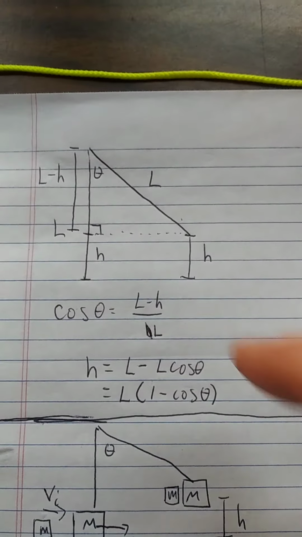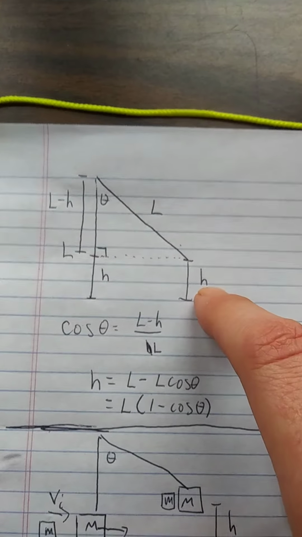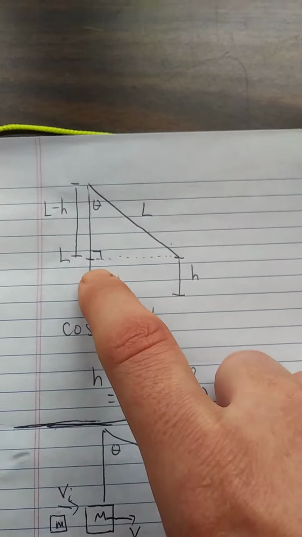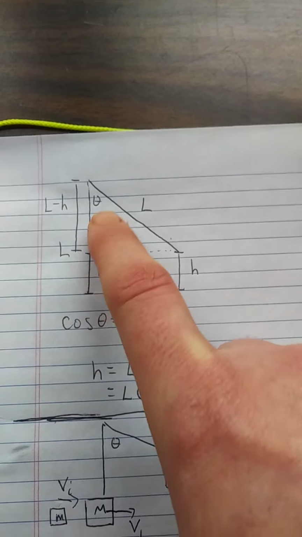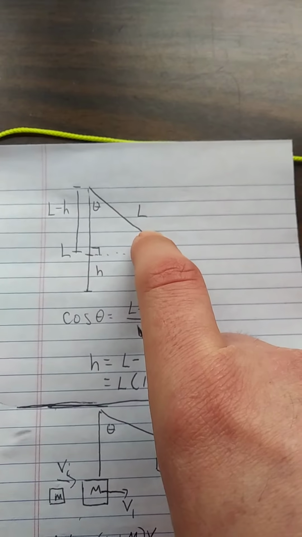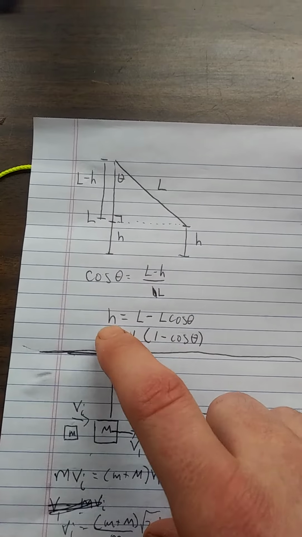So this is my derivation for the angle. Length of arm, L, h is the height, theta is the angle at the top. You make a triangle by bringing h over to this side. So this top right triangle is L minus h, and then L on the hypotenuse. You just use the cosine to solve for h in terms of L.